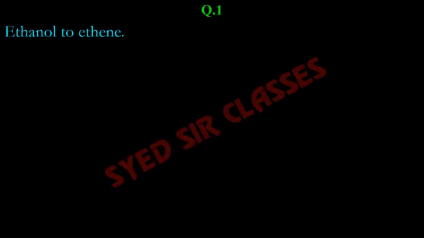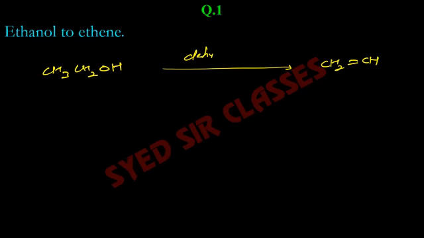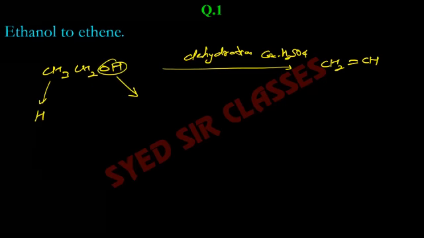Now the first conversion is ethanol to ethene, which means you have to convert the CH3CH2OH group to CH2=CH2. Now this is dehydration. What you need to do is dehydration, and dehydration will be done by concentrated H2SO4. Concentrated H2SO4 will remove one hydrogen from here and OH from here, and you will get CH2=CH2, that is ethene.